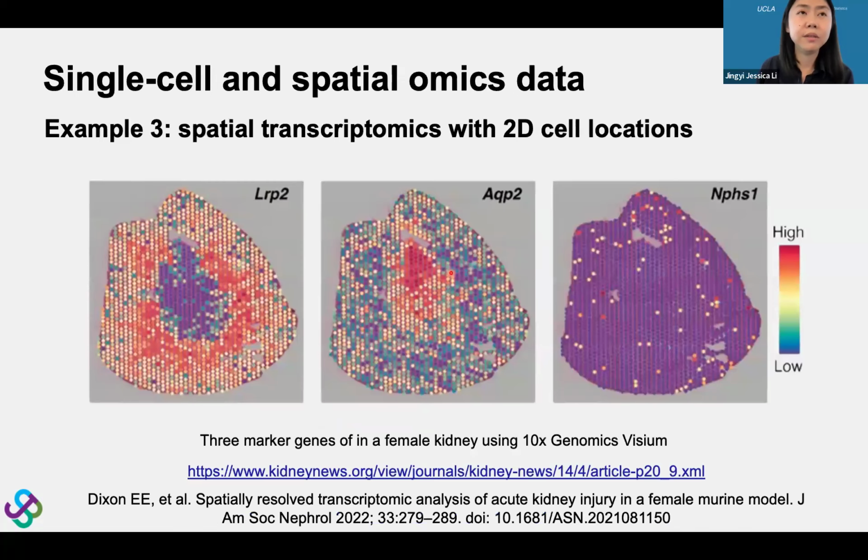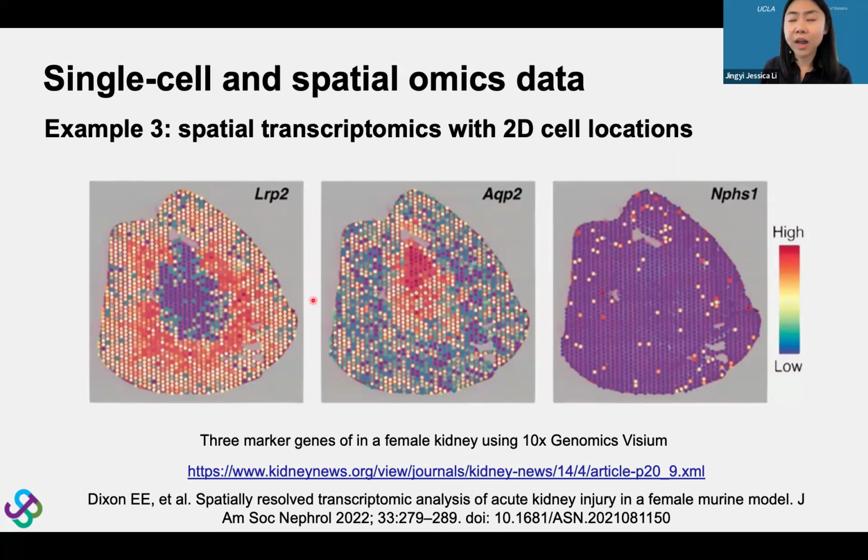The third example is the more recent technique called spatial transcriptomics, which provides the two-dimensional cell locations in the tissue slice. Here, each spot actually represents multiple cells, because this technology, 10x Visium, is not so high resolution. Every spot is much bigger than one cell, so each spot corresponds to multiple cells. Each slide here shows one gene, the expression pattern of the gene in the tissue slice.